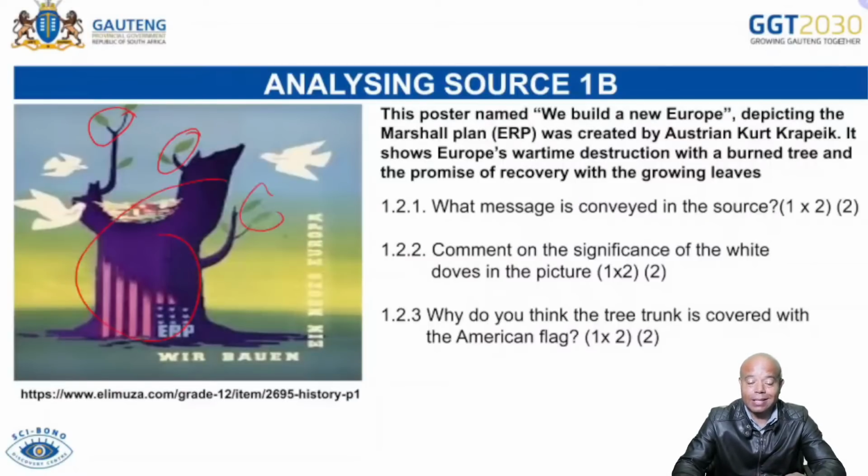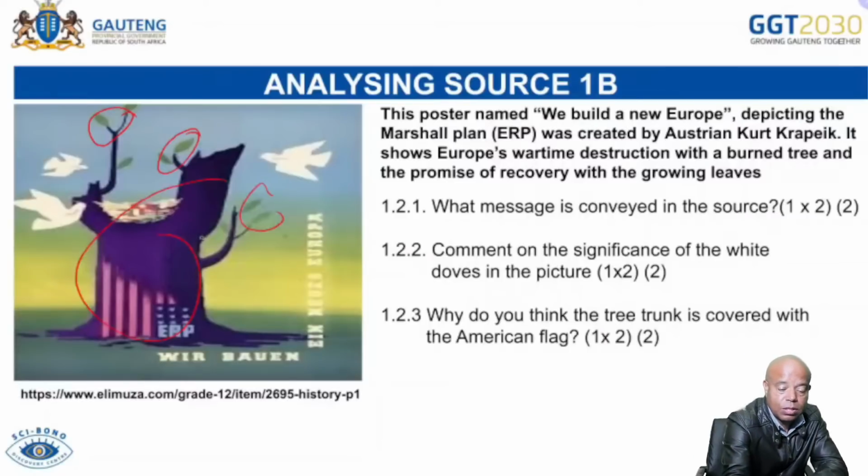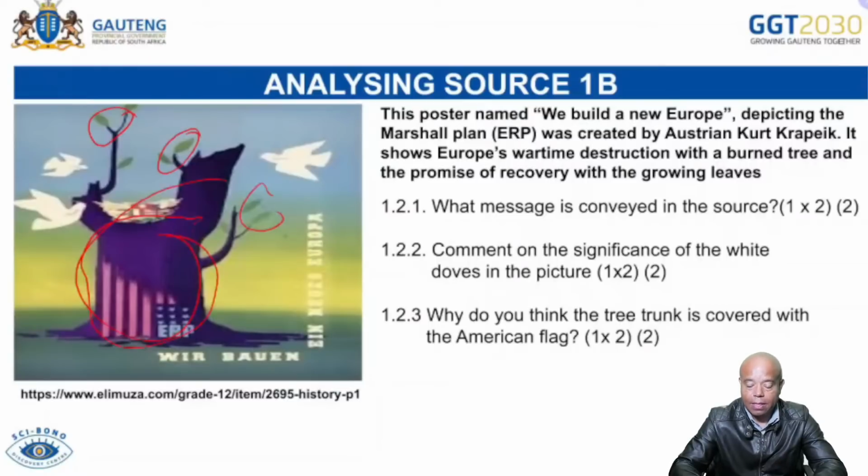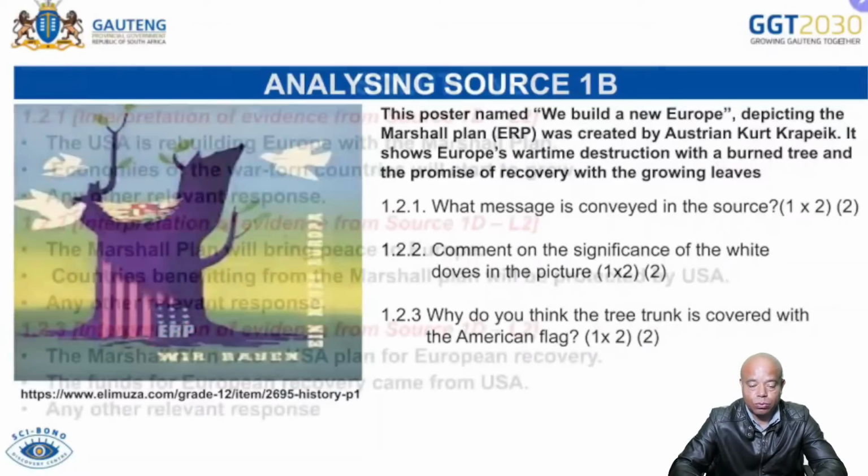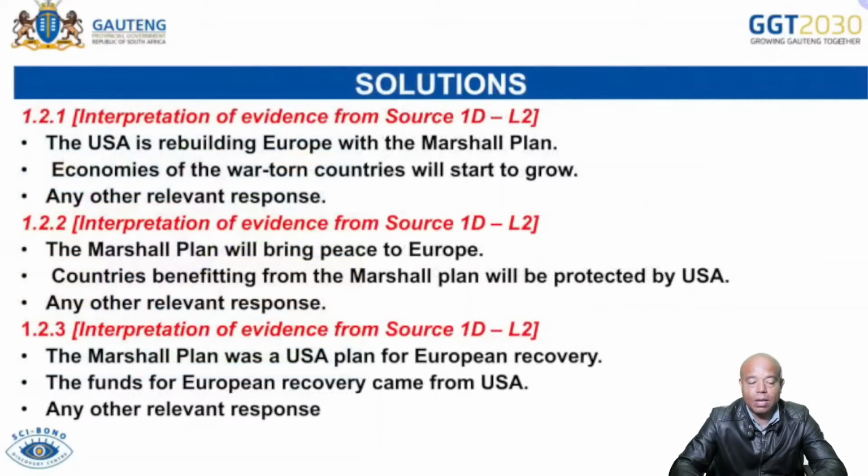1.2.3, why do you think the tree trunk is covered with the American flag, which is this part here? It's covered with the American flag. Then mark allocation, 1 times 2. Let's go to the answers quickly.